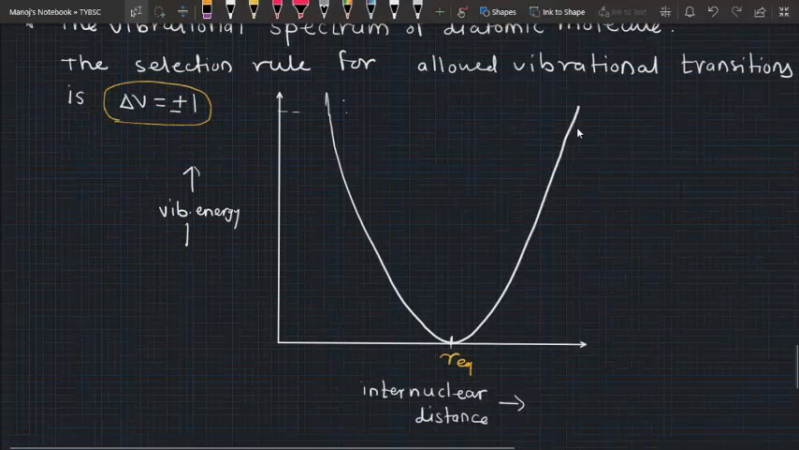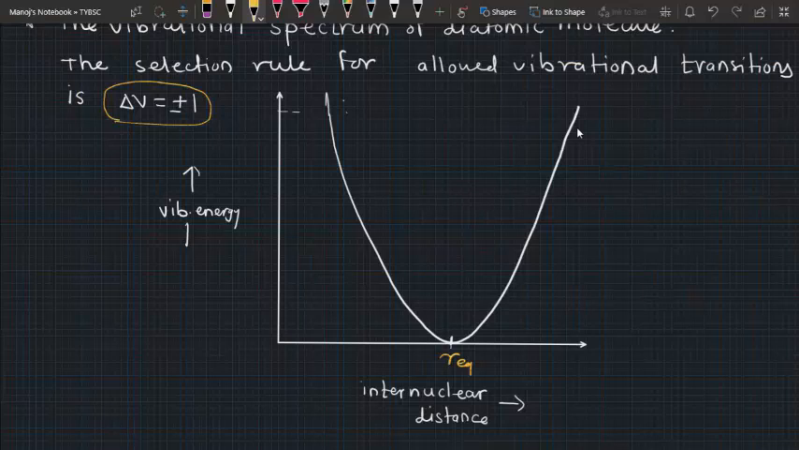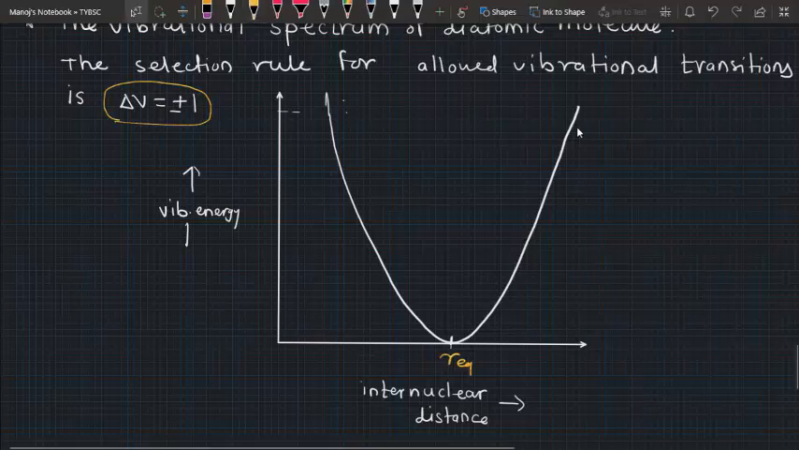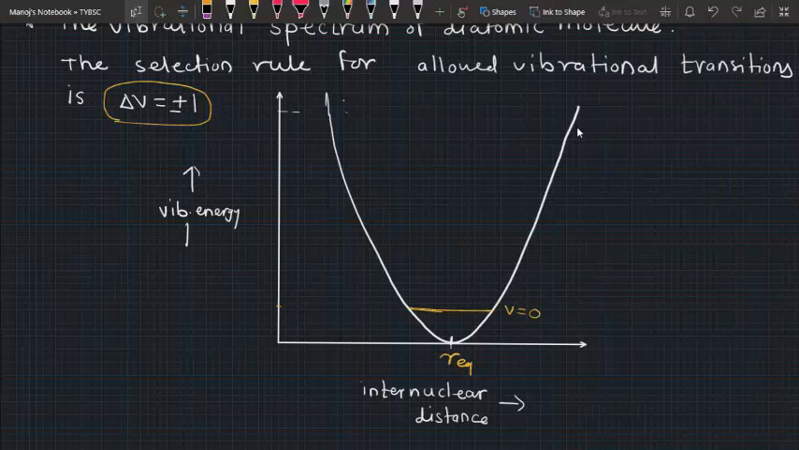This is the plot of vibrational energy versus internuclear distance. This is the equilibrium position of the molecule. Now, when v is equal to 0, the molecule vibrates with some minimum amount of energy, which is equal to 1 half omega bar. This is called the zero point energy. This is with the equilibrium bond length.